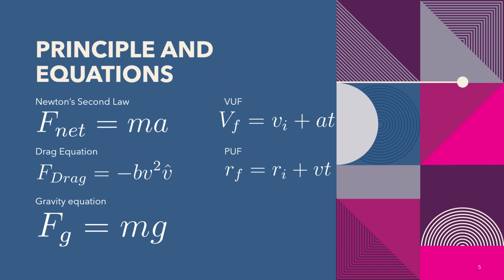Here are the principles and equations. The main principle used is Newton's second law, the momentum principle, which is simplified in F net equals ma. We need the ma in order to find the acceleration that's used to update the velocity before updating the position. How we calculate the net force is by adding together the F drag and the F gravity, the force of gravity, which is shown in these two equations. Notice how drag is based solely on velocity and a constant.